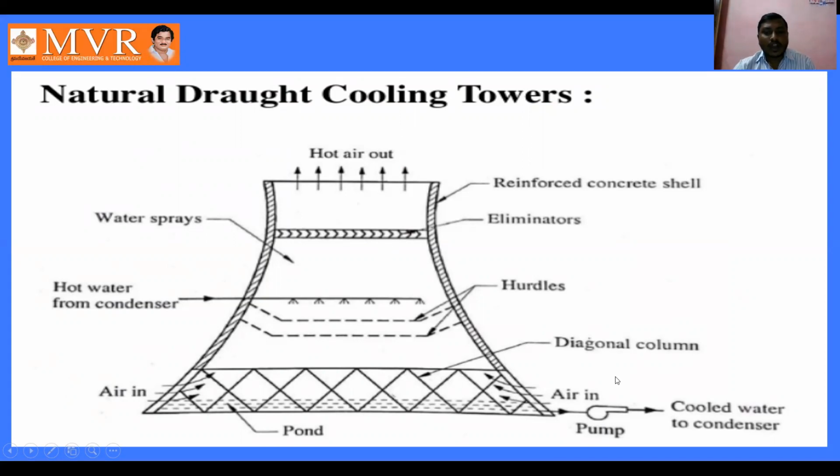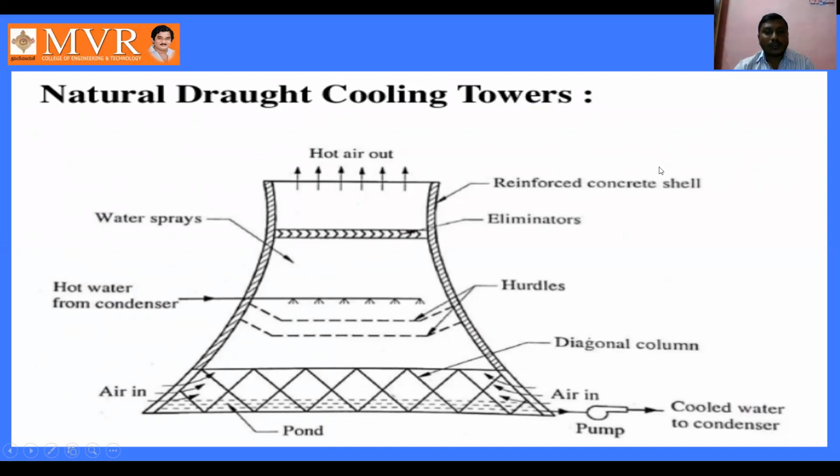Natural draft means that the air, without any force, without any external agent, is going to pass into this cooling tower. That is why we name this natural draft. See how this air enters here: in the cooling tower we have some temperature, and in the atmosphere we have a different temperature. The temperature in the cooling tower is higher than the temperature outside in the atmosphere.